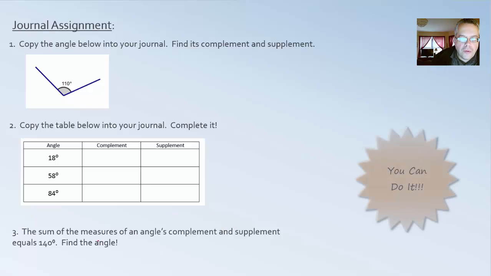All right, and then one word problem for you. It says the sum of the measures of an angle's complement and supplement equals 140. Find the angle. Okay, good luck with all that.